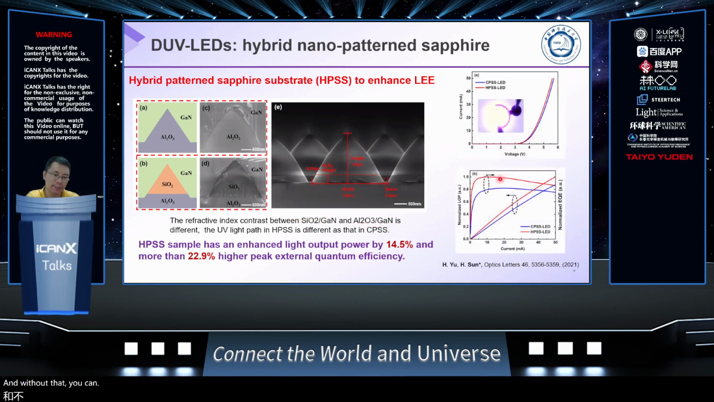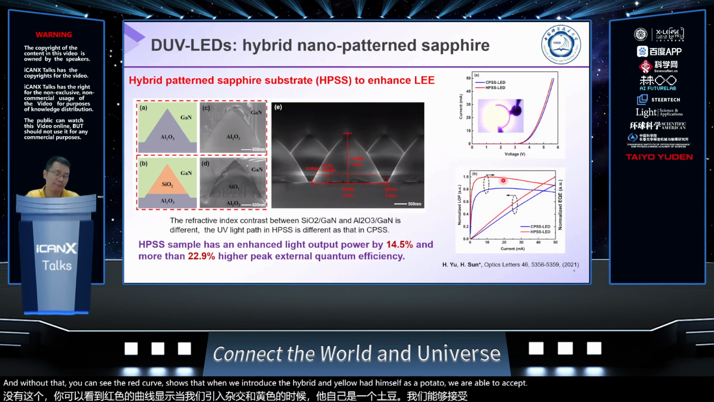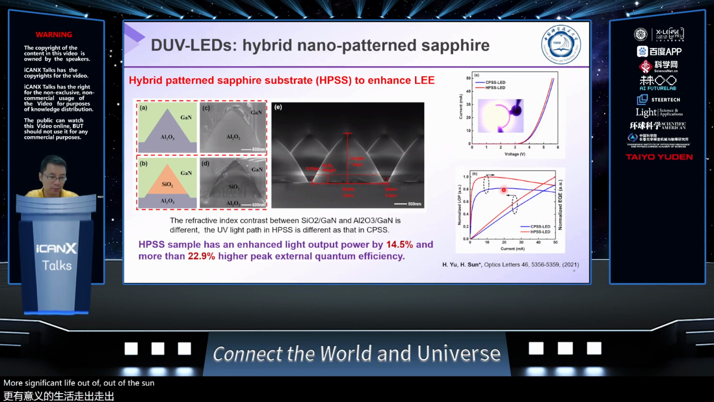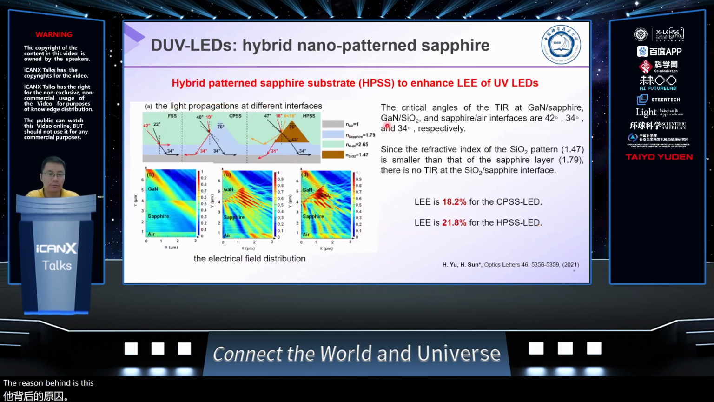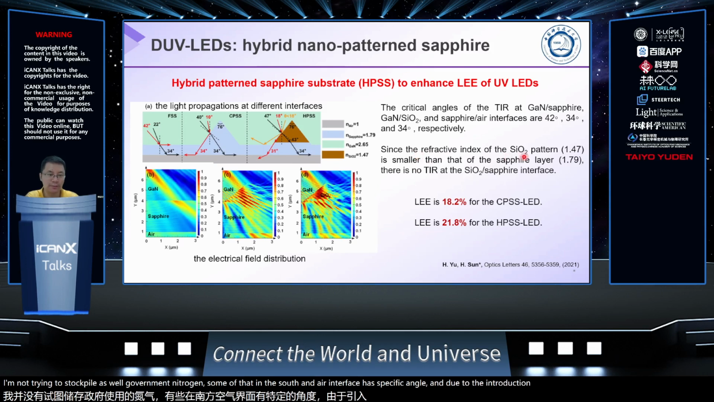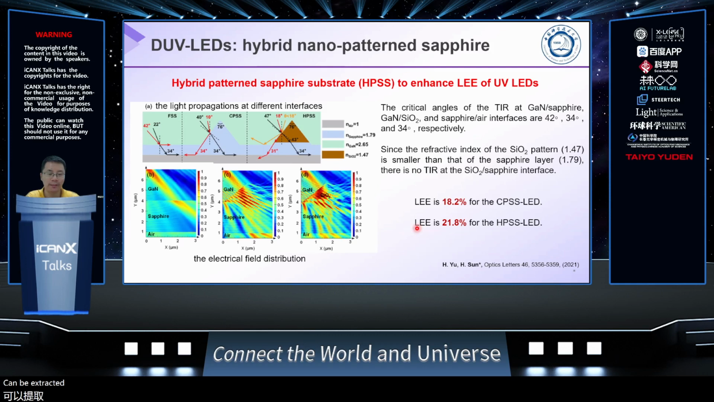As a result, you can see the red curve shows that when we introduce the hybrid nano pattern sapphire substrate, we are able to extract significantly more light out of the sapphire substrate in comparison with a regular conventional patterned sapphire substrate. The reason behind it is this: the critical angle of the total internal reflection at the gallium nitride and sapphire, as well as the gallium nitride and silicon oxide and sapphire and air interfaces, has a specific angle. Due to the introduction of the silicon oxide pattern, which is smaller than the sapphire layer, there's no internal reflection. As a result, more light can be extracted. Basically, the light extraction efficiency for the hybrid sapphire substrate is much higher than for the conventional one.